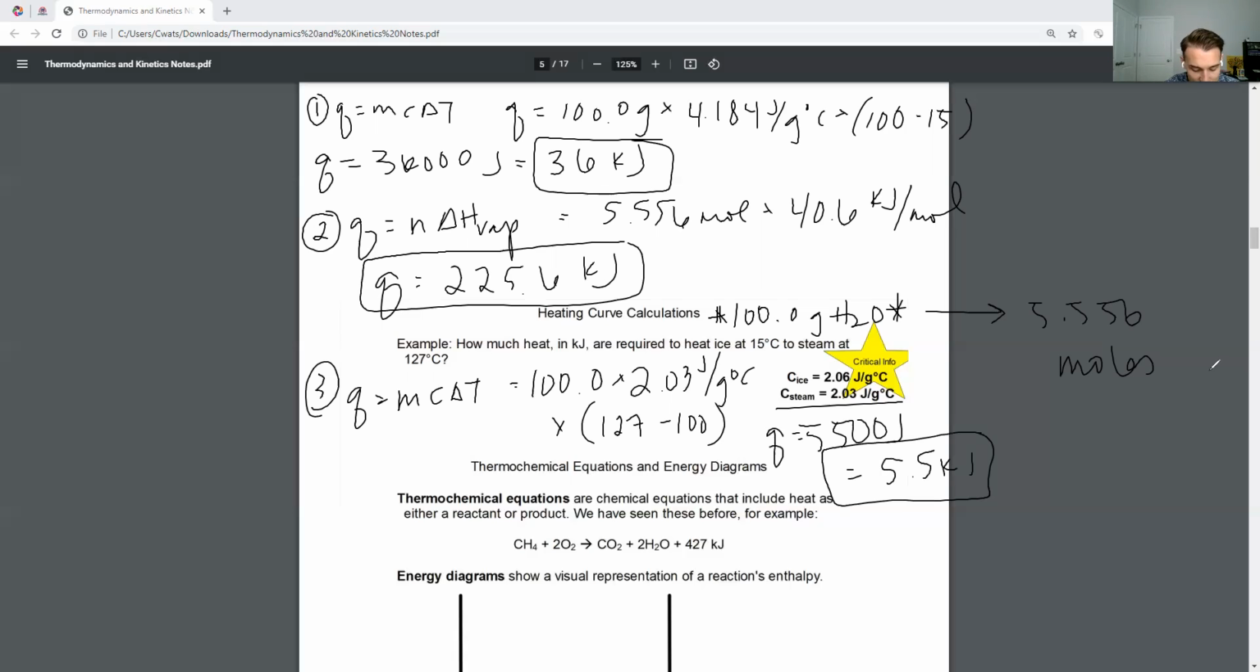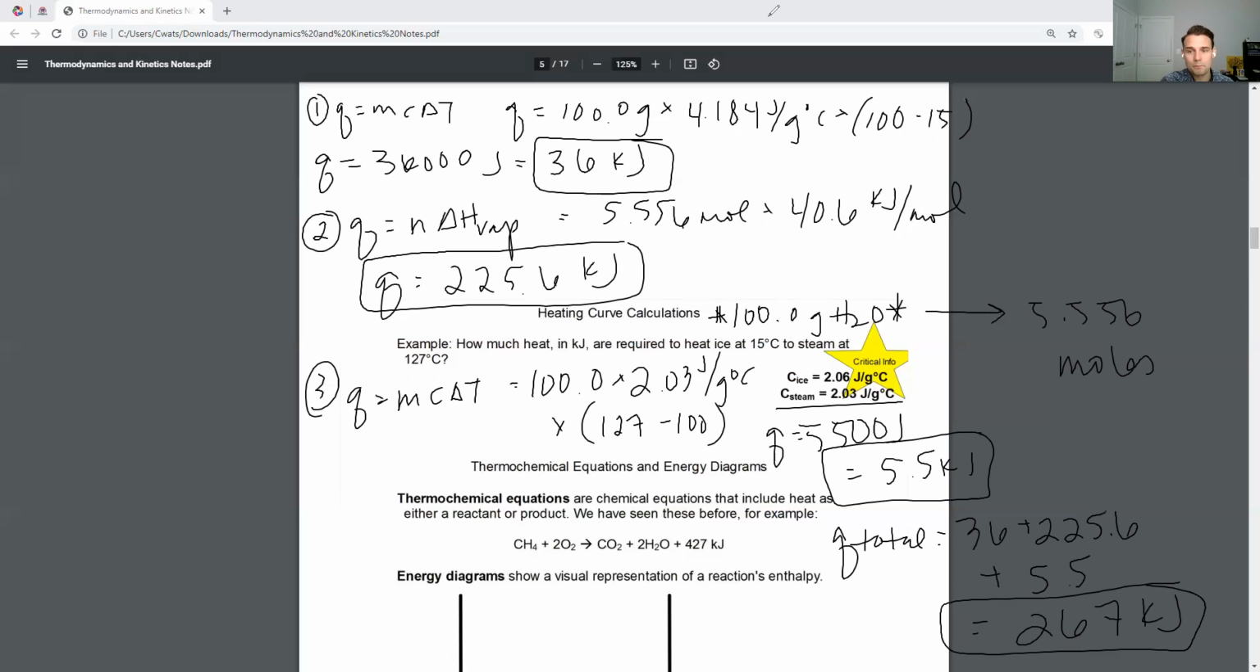So now, for my final answer, we just add them up. So the Q total will be equal to 36 plus 225.6 plus 5.5, which gives me 267 kilojoules. So it takes 267 kilojoules of energy in order to go from 15 degrees Celsius as water to 127 degrees Celsius as steam. It's important to note that phase change was where most of our energy went. Okay, changing the state is going to take much more energy than it does to increase the temperature because we're breaking those intermolecular forces.